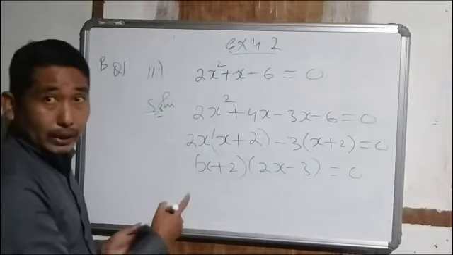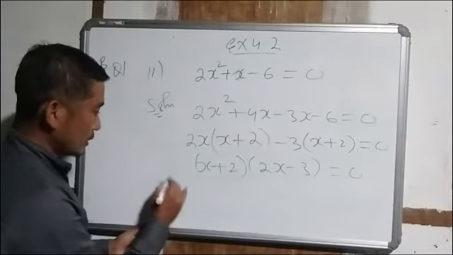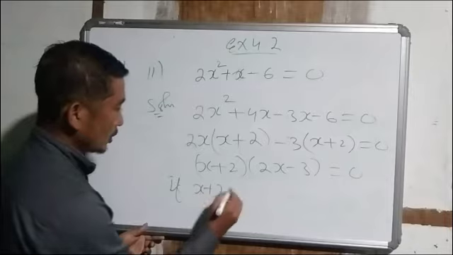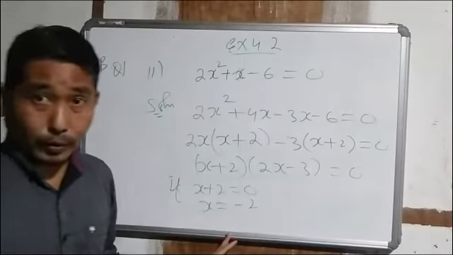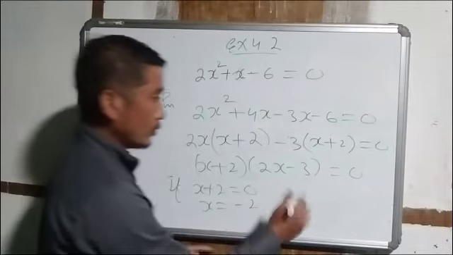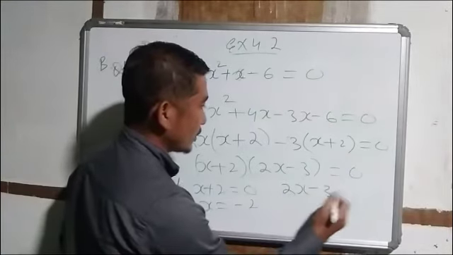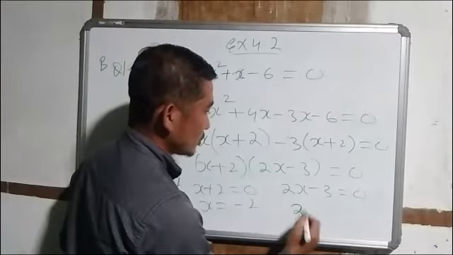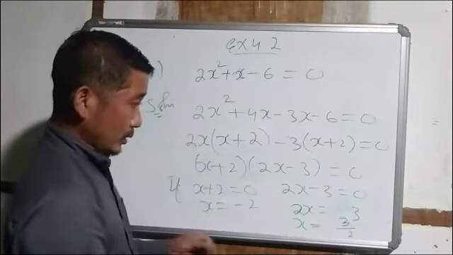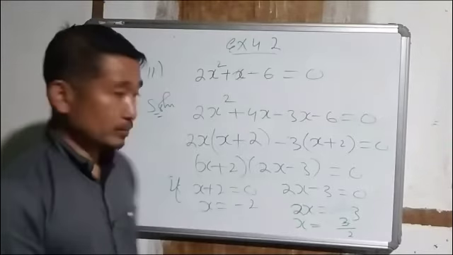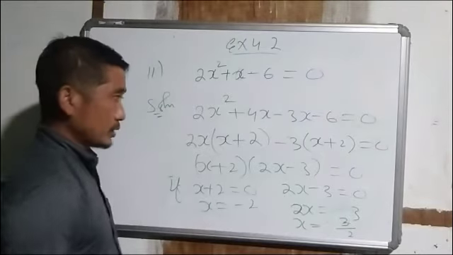Like before, apply the condition of if or let. If x plus 2 equals 0, x equals minus 2. We got the value for x is minus 2. And from here, 2x minus 3 equals 0, 2x equals 3, then x equals 3 by 2. So these are the two values of x.